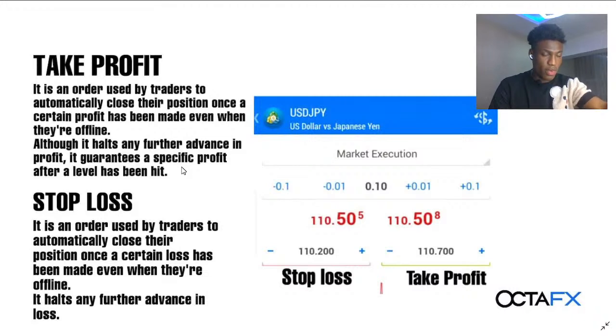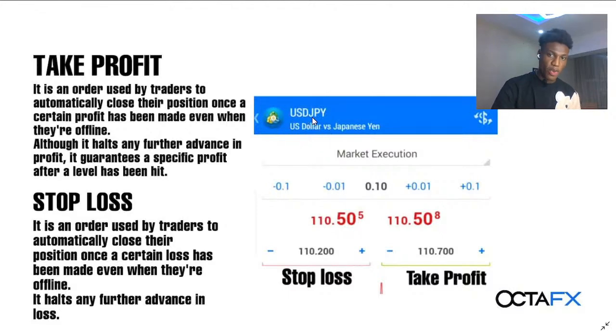Okay. All right. First way to do that is by using stop losses, and I can't tell you about stop loss without also telling you about take profit. Now, take profit is an order used by traders to automatically close their position once a certain profit has been made, even when they're offline. Although it halts any further advance in profit, it guarantees a specific profit after a level has been hit. What does this mean?